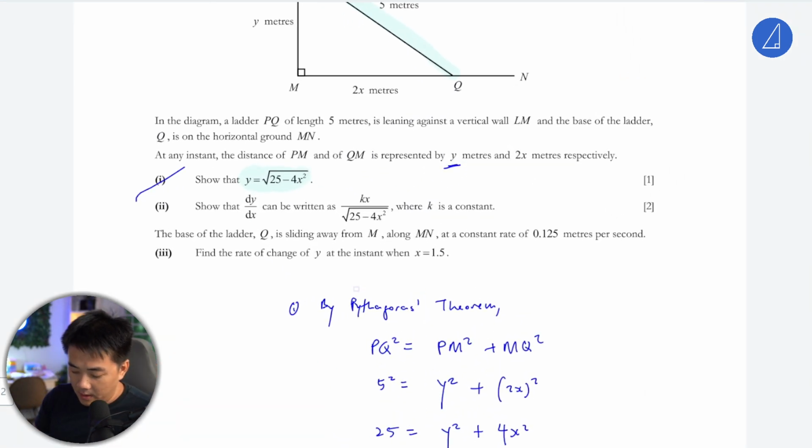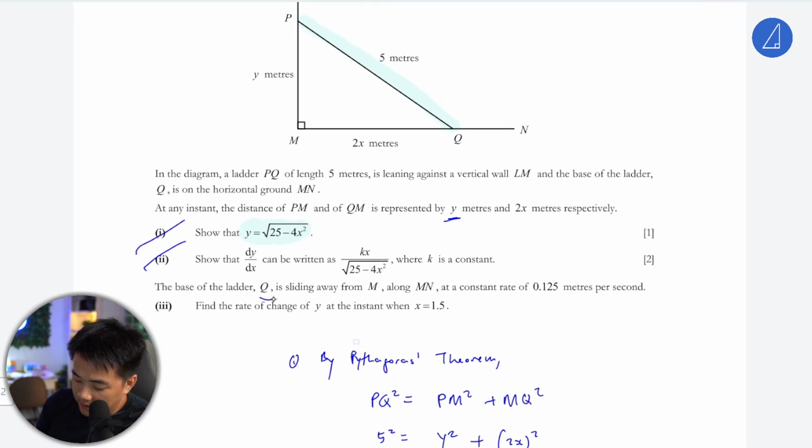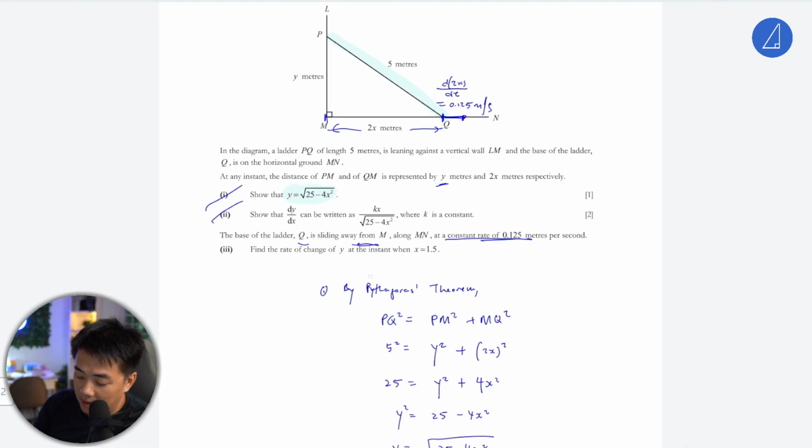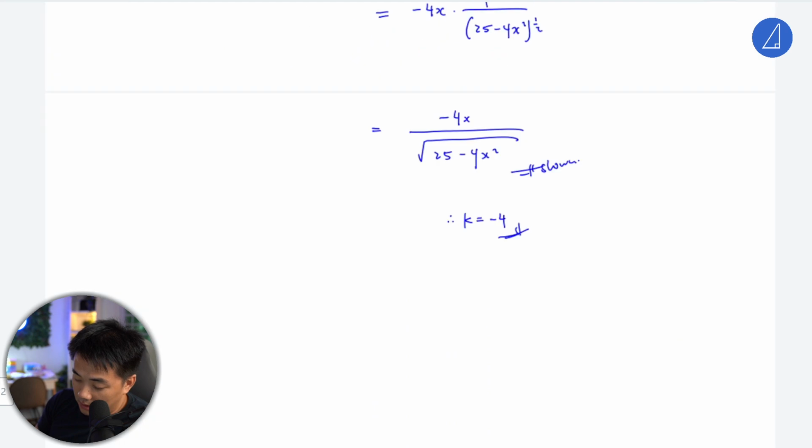Let's look at the last part. The base of the ladder Q is sliding away from M, so it's moving in this direction, away at a constant rate of 0.125 meter per second. This is an increasing rate because x is increasing. Oh, this is a bit tricky. So MQ is sliding over, meaning d(2x)/dt is equal to 0.125. MQ is increasing at this rate. Find the rate of change of y at the instant where x is 1.5. Great, so this is part 3.